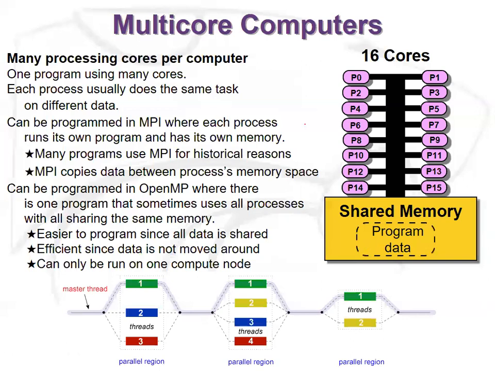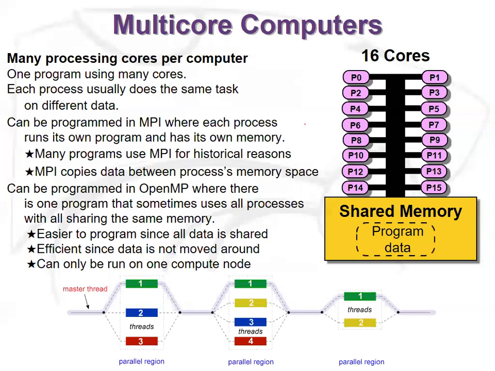You have a master thread running the scalar part of your code. Then whenever you hit a loop where there's a lot of work to do, you would spawn off your full 16 threads if you're using this whole machine. And each of those 16 threads would work on a different part of the data. Then when you're done with your loop, you collapse down to the master thread. And then the next time you hit a loop, you again expand up to your 16 threads.